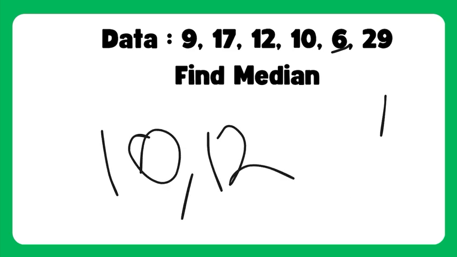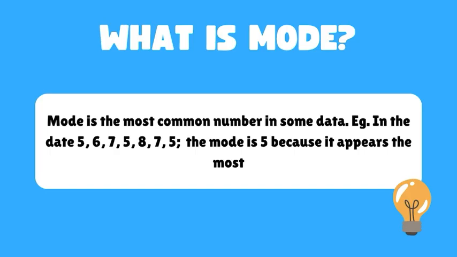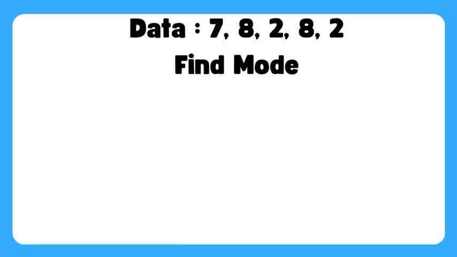Now we are done with median, and we're going to move on to mode. So what is mode? Mode is the most common number in some data. So for example, in the data 5, 6, 7, 5, 8, 7, 5, the mode is 5 because it appears the most in this data.